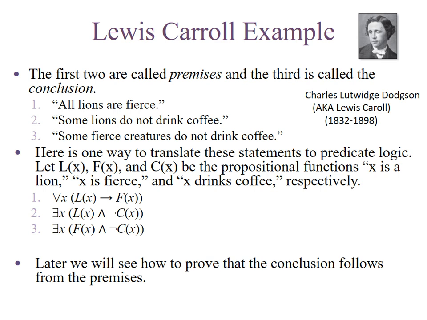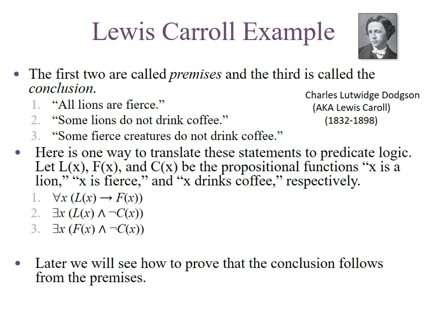Okay, intuitively this is right, right? Because if all lions are fierce, and some lions do not drink coffee. So we have the range. If the universal set or the domain is lions, and it tells us all lions are fierce. Okay, so all lions are fierce. And then some lions do not drink coffee. That means some lions drink coffee and some lions do not drink coffee.